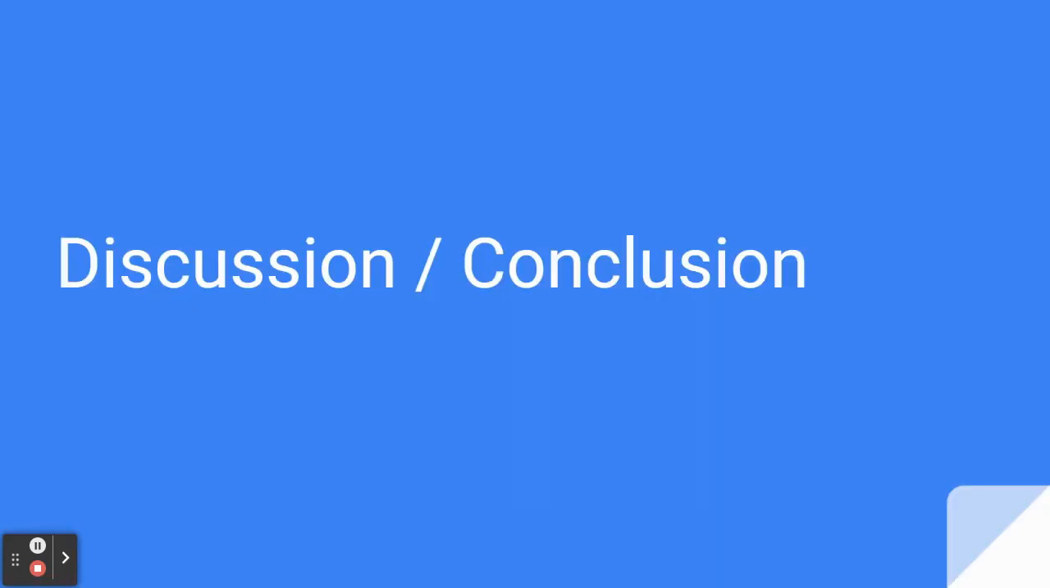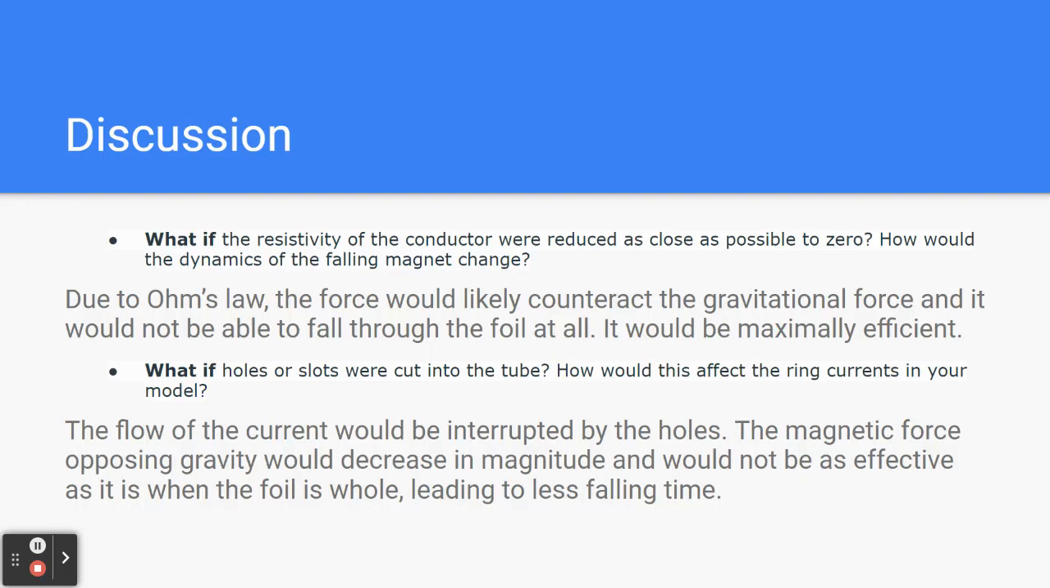So this is my discussion and conclusions. What if the resistivity of the conductor were as close as possible to zero? How would the dynamics of the falling magnet change? I said, due to Ohm's law, the force would likely counteract the gravitational force almost completely, and it would not be able to fall through the foil at all, giving it a zero velocity.